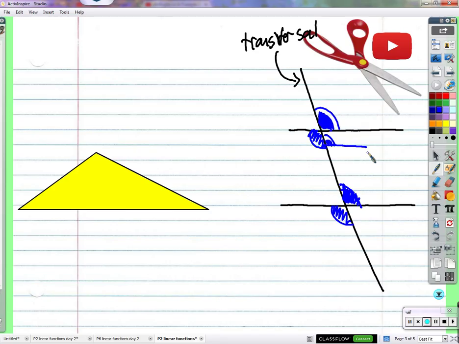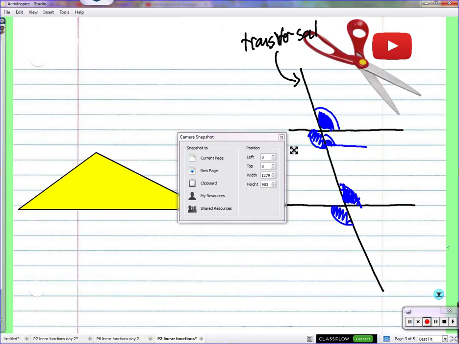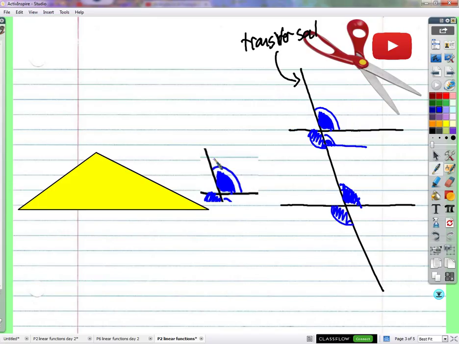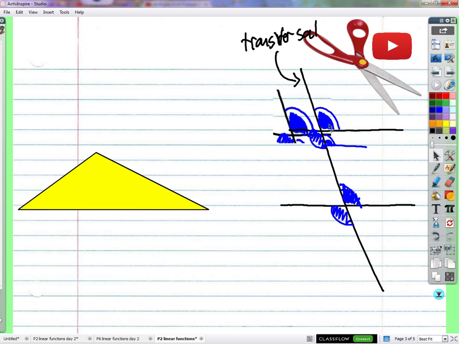Okay. Here. Let's see. I'm just going to take a picture of this angle here. Let's put it right on the same page. Here it is, just a perfect copy of this angle. Slide it down. Same? Yeah. The same. Yeah, it is the same.